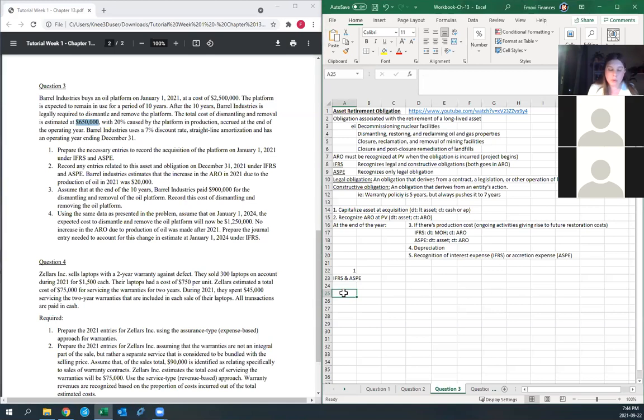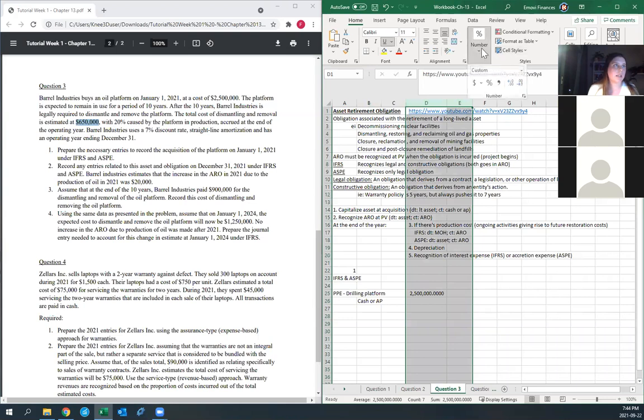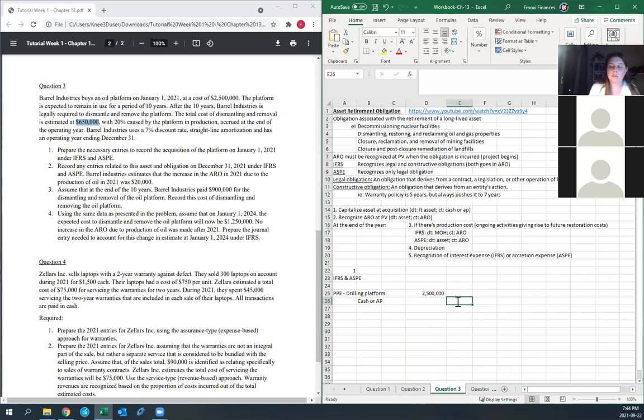Right, the first transaction, you know it. It's property, plant, and equipment, drilling platform, and it can be cash or accounts payable, depends, whichever is fine. And it's $2.5 million. Did I put enough zeros? Yes. And it's the same on this side. So this is the acquisition of the asset.